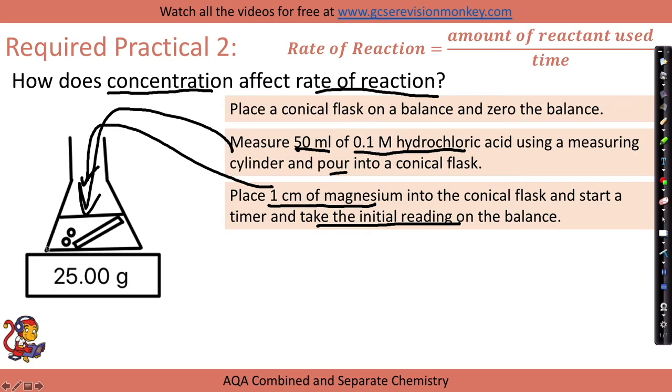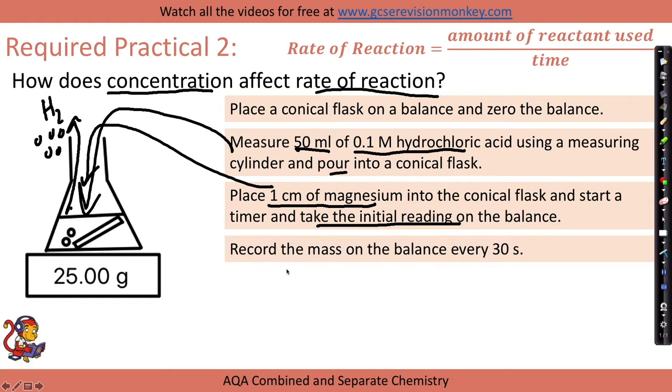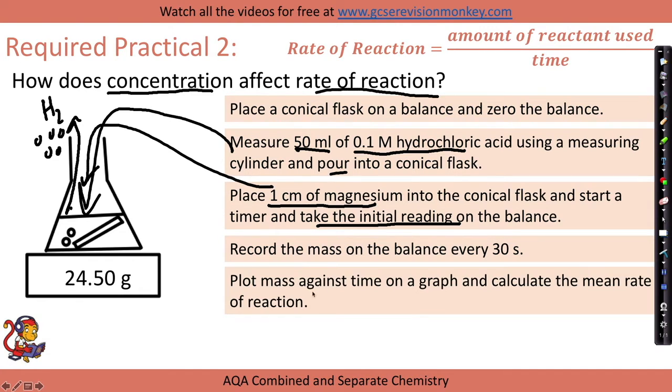Now again, we're using magnesium and acid, so we're producing a gas, and because we have no bung on the conical flask, that gas is going to be allowed to escape out of the conical flask. And in doing so, because mass is escaping from the system, the reading on the balance is going to go down. So to calculate the rate of reaction, we can record the mass on the balance every 30 seconds. So we'd wait 30 seconds, write down the new mass, another 30 seconds, again writing down the mass, and so on, and so on.